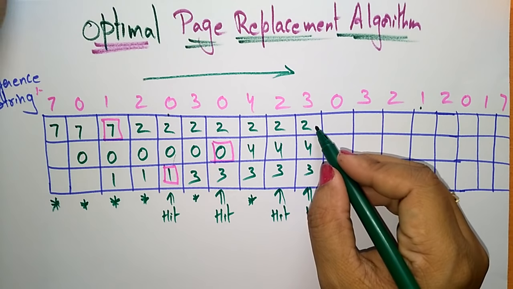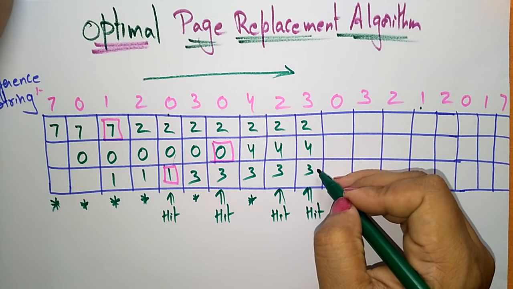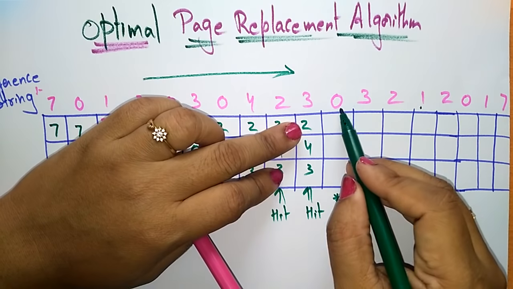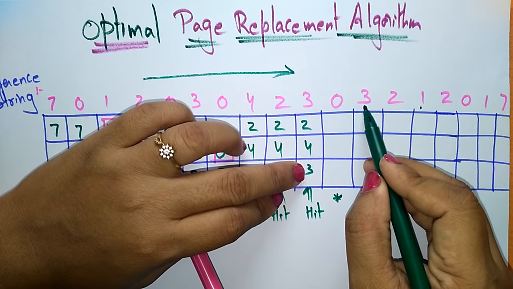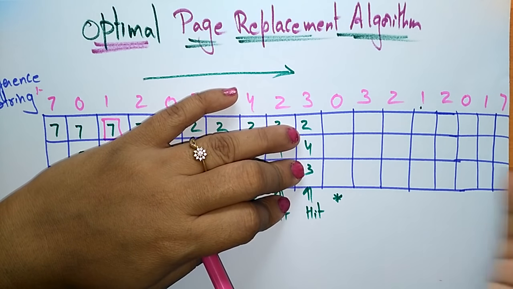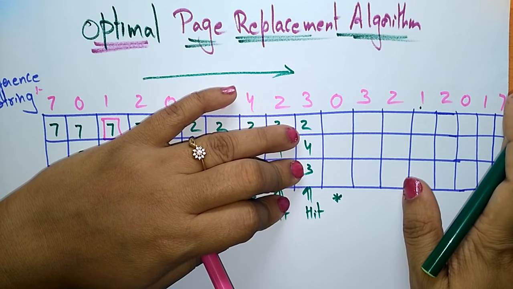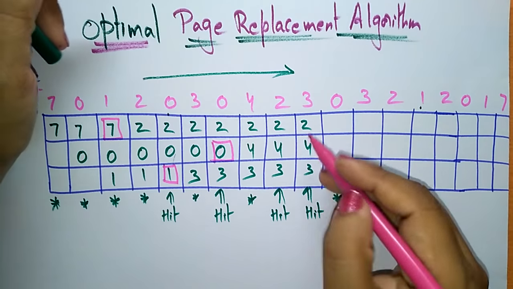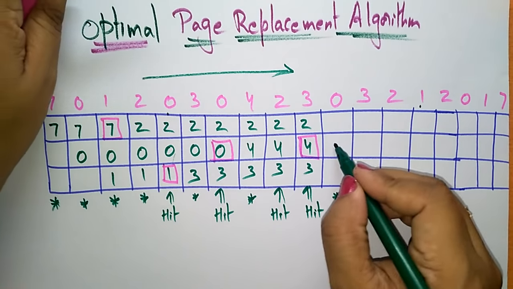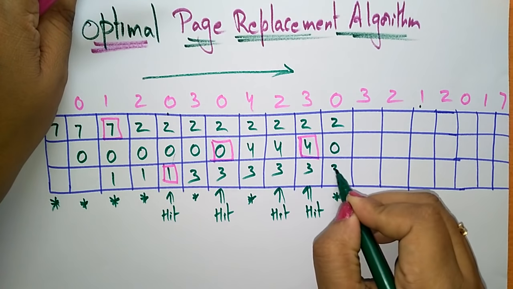Now place 0. So 0 is not present here. So page fault. So which page do I have to replace? From 0, the 3 is used next. 2 is used next. So 4 is not needed here, the 4 is not present in the future. So just replace that because it is not used for so long. So in place of 4, just write 0, 2, 3.